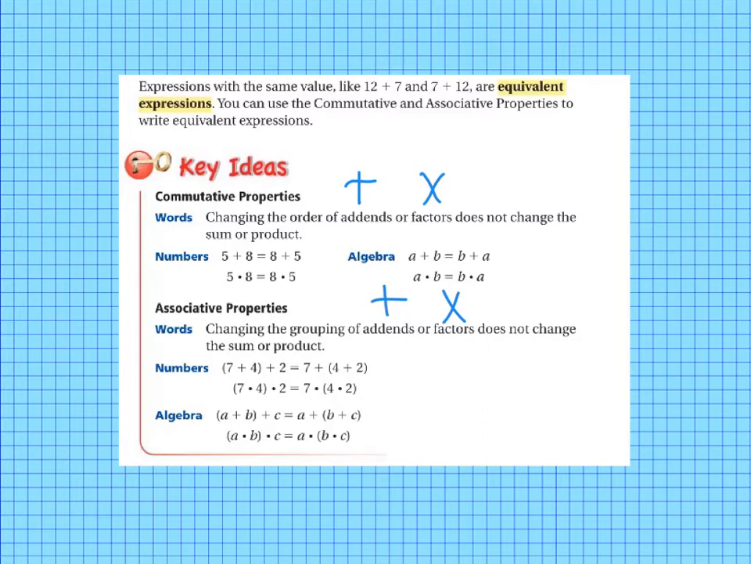Some examples are 7 plus 4 plus 2, with the 7 plus 4 in parentheses, and that is equal to 7 plus 4 plus 2 with the 4 plus 2 in parentheses. And then the same thing, 7 times 4 with the 7 times 4 in parentheses, times 2, equals 7 times 4 times 2 with the 4 times 2 in parentheses. And then we have the same thing written with algebra: a plus b in parentheses plus c equals a plus b plus c in parentheses, or a times b in parentheses times c equals a times b times c in parentheses.